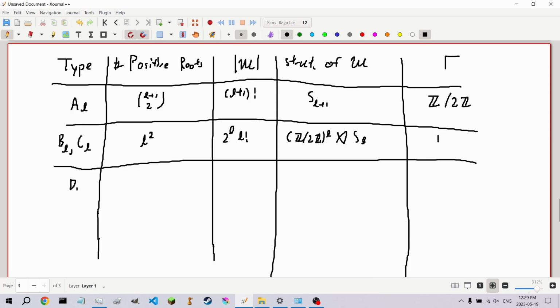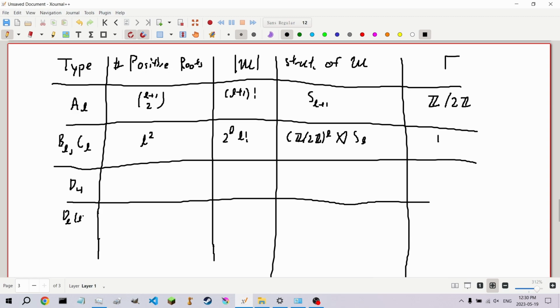Now for D4, because keep in mind D_L is the branch. Normally there's only one automorphism, which is just mirroring it. But in the case of D4, every branch along the split has one component, so you get more symmetry in the case of D4.